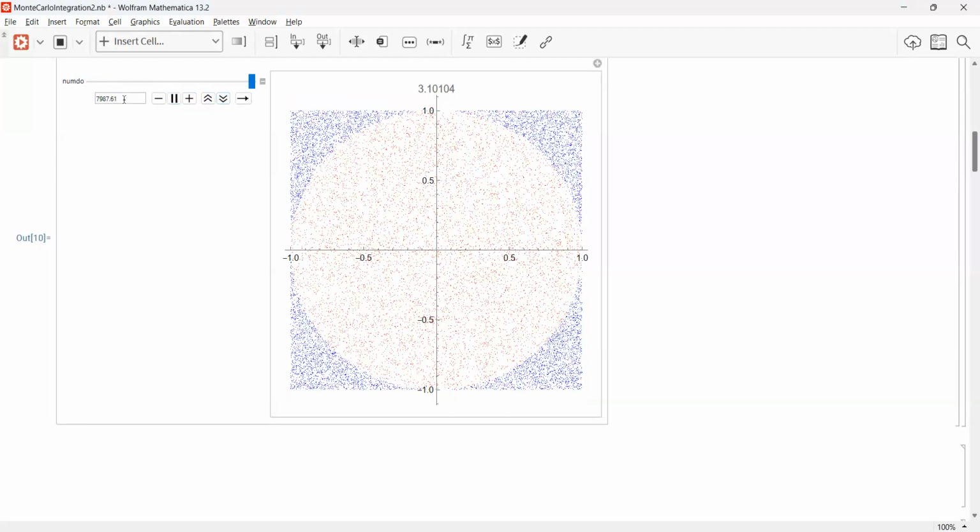What's 3.2? Is it 3.2 out of what? It's estimating the area. So the square has area 4. So the area of the region divided by 4 should be the fraction of the points inside. So if you take the fraction of the points inside and multiply by 4, that should be the area of the region.